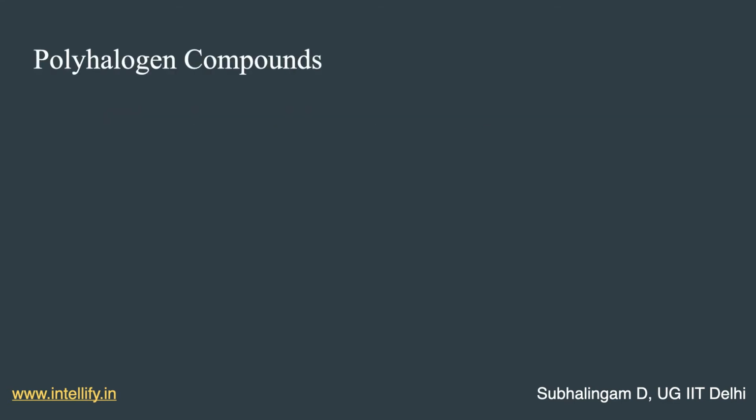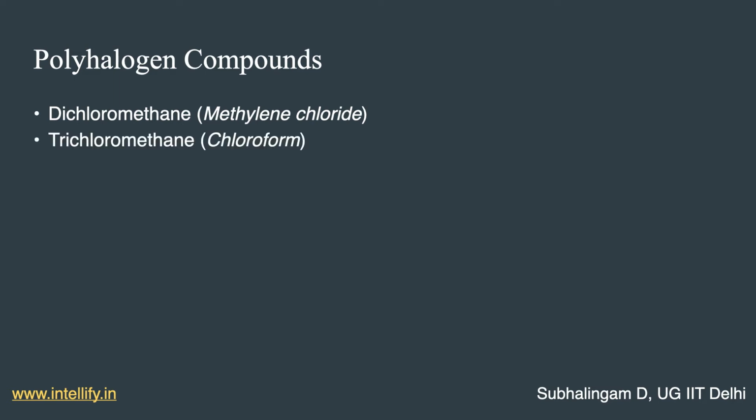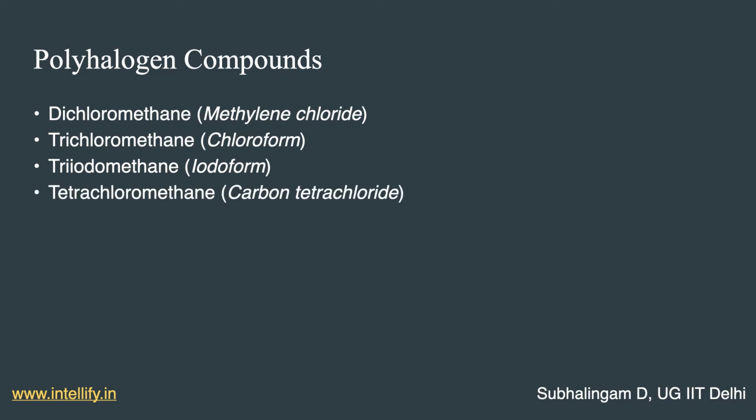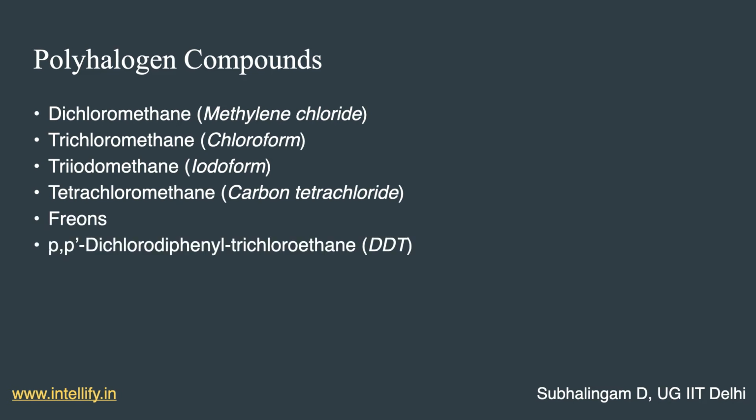Let's move on. Let's go to polyhalogen compounds. In this chapter, we will look into dichloromethane, commonly known as methylene chloride. Then we will read about trichloromethane, commonly known as chloroform. Then triiodomethane, iodoform. Tetrachloromethane, that is known as carbon tetrachloride. Then we will discuss something about freons. And finally, a compound which you would have heard by now, that is DDT, which stands for dichlorodiphenyltrichloroethane.